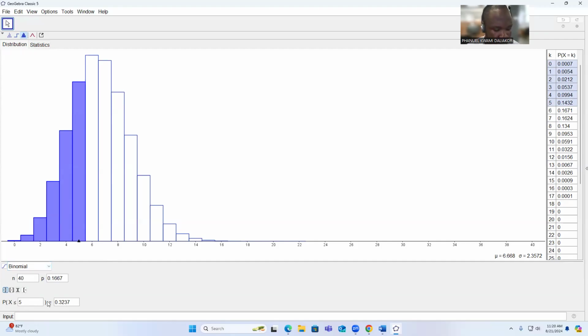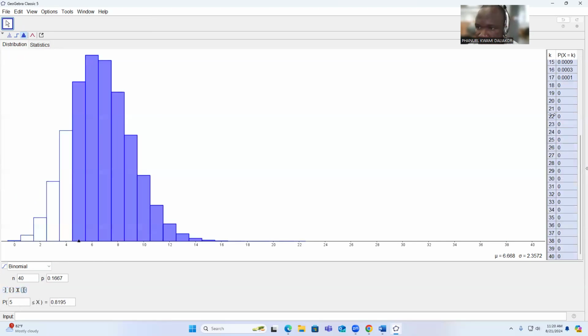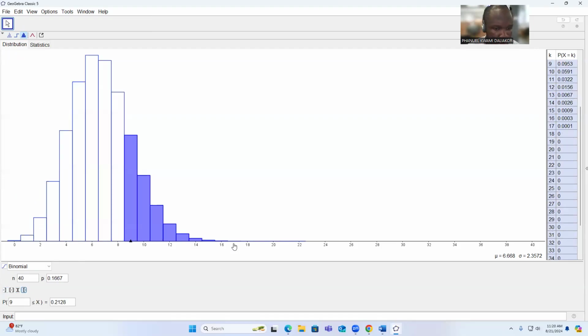Okay, we move on to the third one. The third one is saying, what is the probability that we have 9 or more? 9 or more, you use this one, then you enter 9. So the probability of selecting 9 or more is what? 0.2128. Okay, that's for question 5A. So we move on to question 5B.